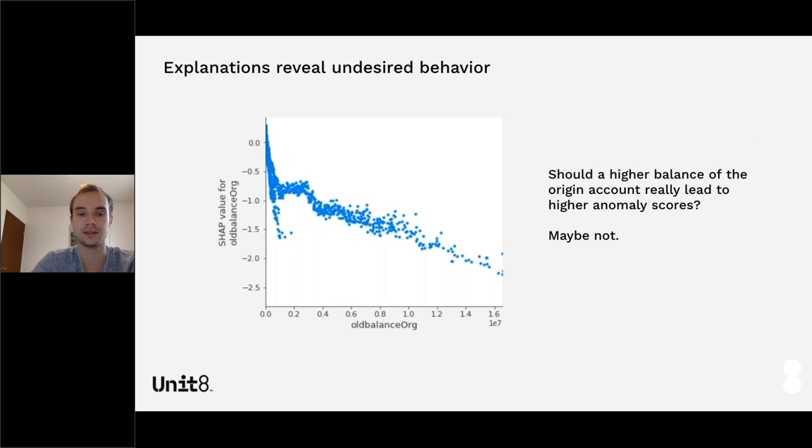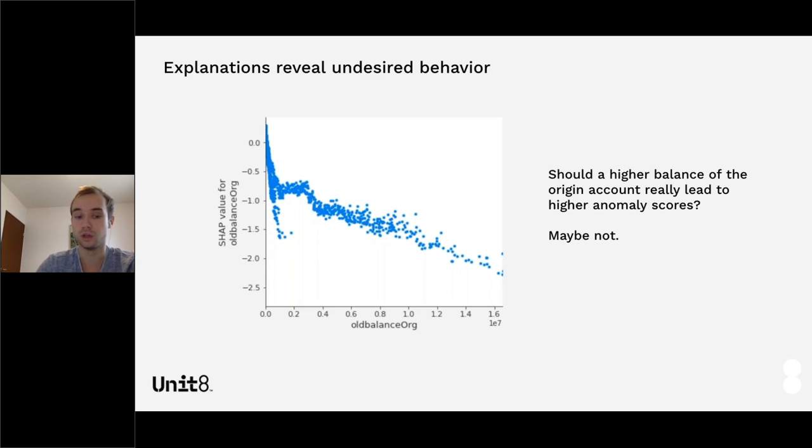To illustrate the fact that we might not want a specific behavior, let's look quickly at how our model treats the old balance original feature, which just represents the initial account balance of the initiator of the transaction. We can see that higher balances contribute more to the transaction being an anomaly. But is this actually something that we want? Do we want our anomaly score to be a function of how rich the sender of the money is? Well, I'm no expert on the exact nature of this data set, but let's just say, for the sake of this example, that this is not the case, so we don't want this behavior.